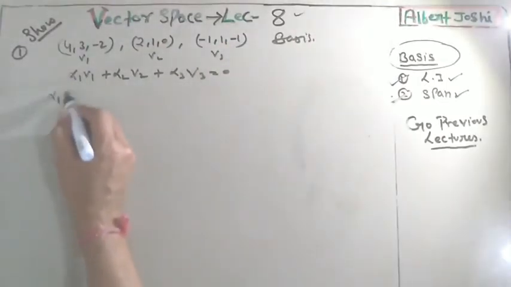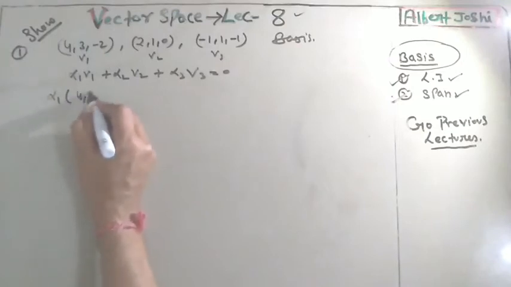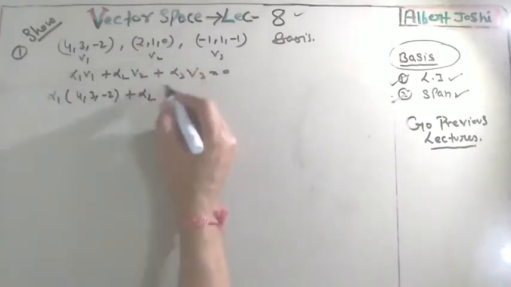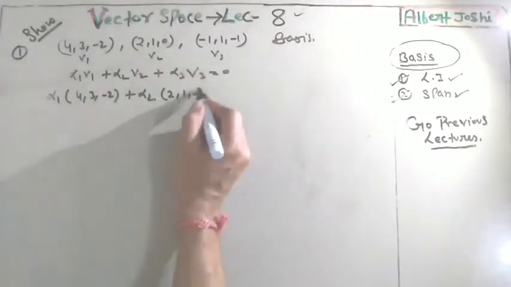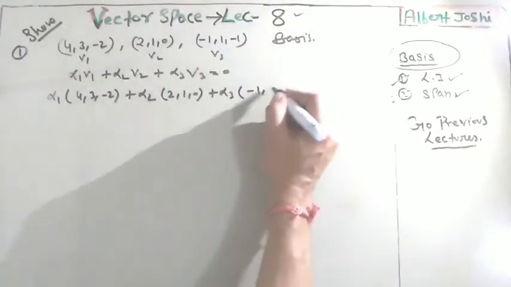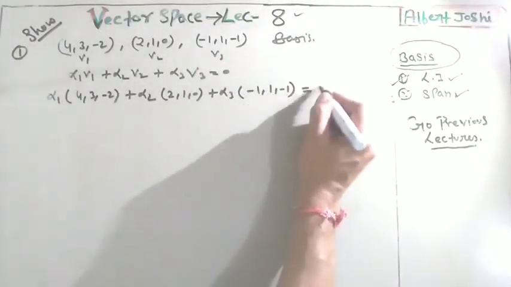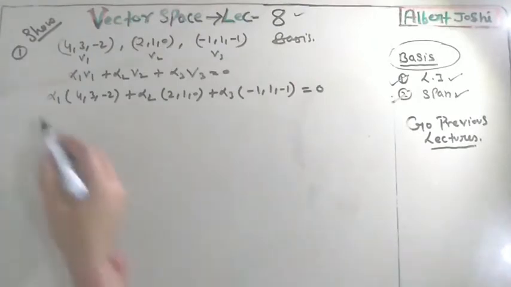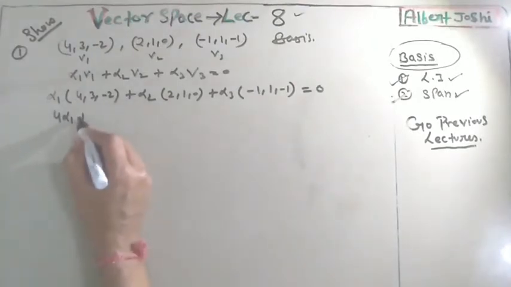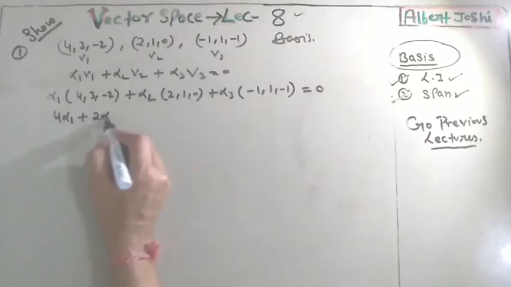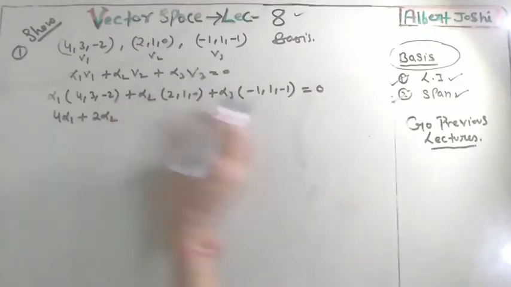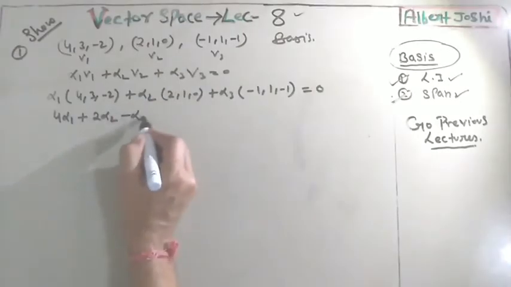So alpha 1, what is V1? V1 is (4, 3, -2), then plus alpha 2, V2 is (2, 1, 0), plus alpha 3 into V3, which is (-1, 1, -1), is equal to 0, okay. So now you will multiply: 4 into alpha 1 plus 2 into alpha 2 plus minus alpha 3, okay.